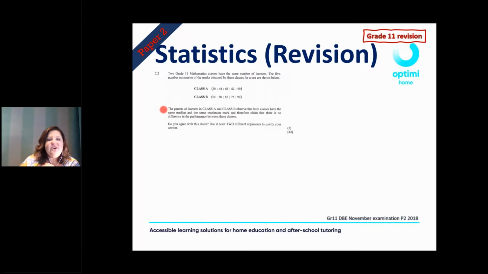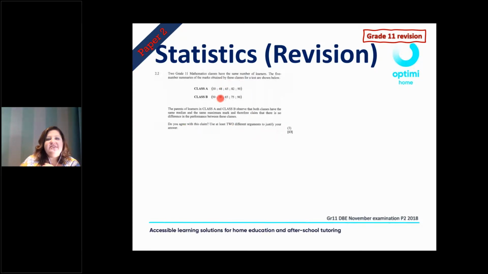So the parents of the learners in class A and class B observe that both classes have the same median. So your Q2 are the same and the same maximum mark, and therefore claim that there is no difference in the performance between these classes. Do you agree with this claim? Use at least 2 different arguments to justify your answer.